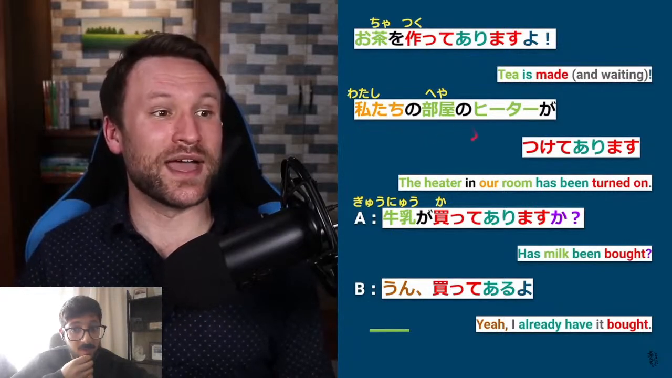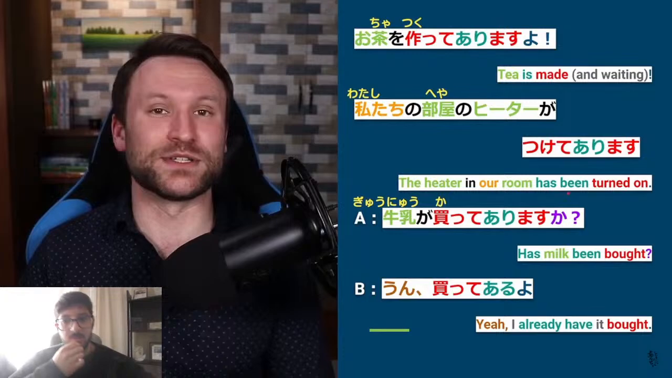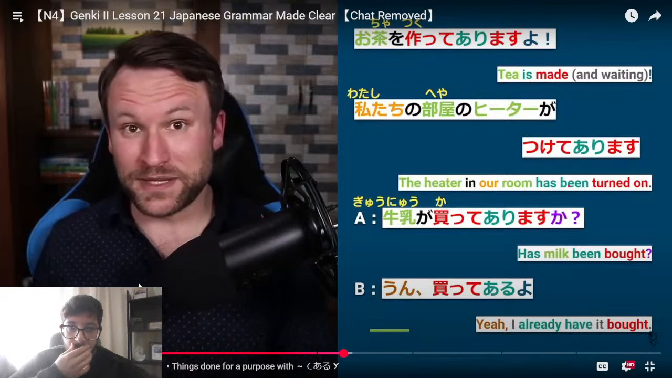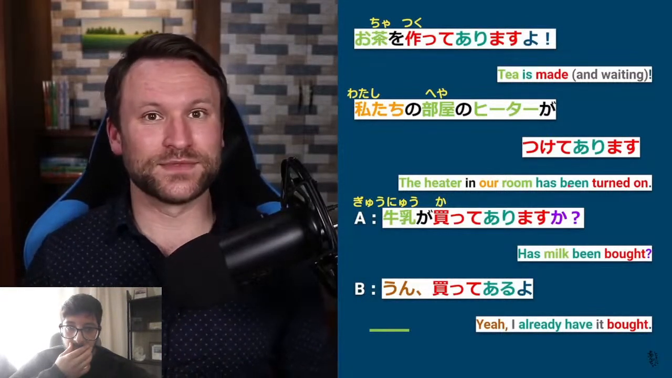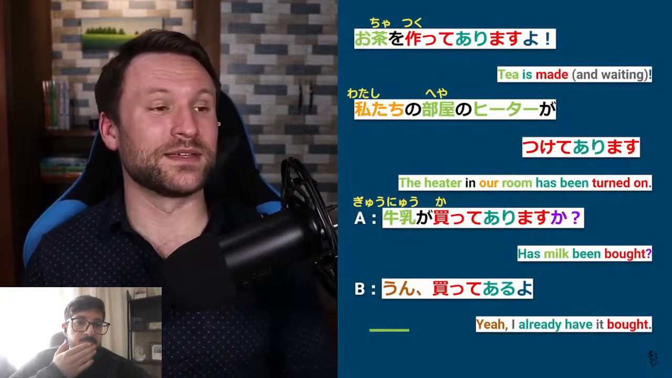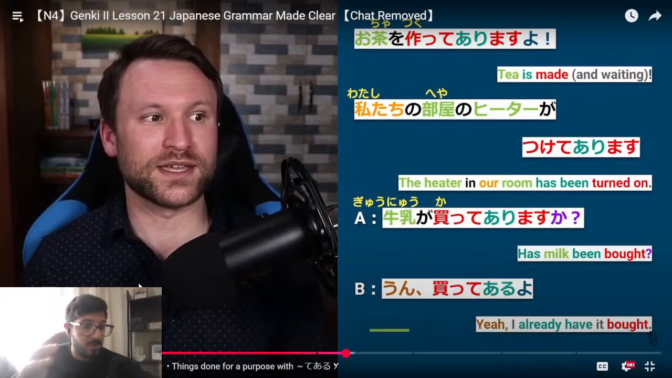私たちの部屋のヒーターがつけてあります. So we talked about this earlier. The heater in the room has been turned on. On its own, just turned on. But just the state of the heater. In our situation, Yuki probably did it. There's no one else in the house that could have, so it's probably her, and I know that, but that's not what's important. That's not what's being presented here. Only the state of the heater.